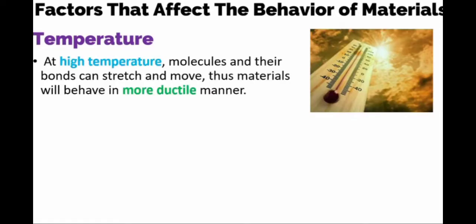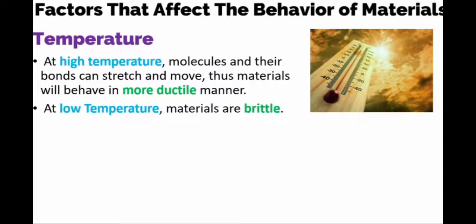Okay, now how a material behaves will depend on several factors. First, we have the temperature. At high temperature, molecules and their bonds can stretch and move. Therefore, materials will behave in a more ductile manner. Okay, remember, high temperature, more ductile. Consequently, at low temperature, materials are brittle.